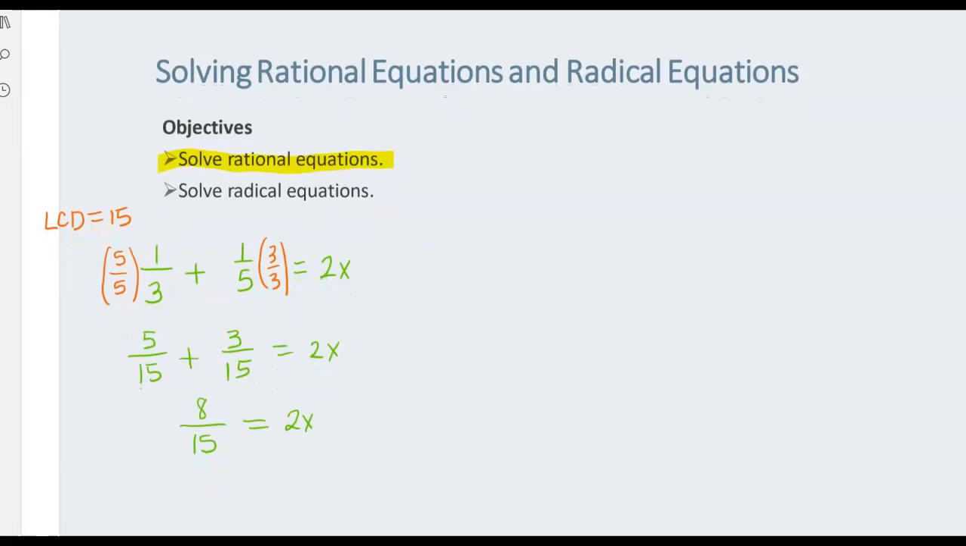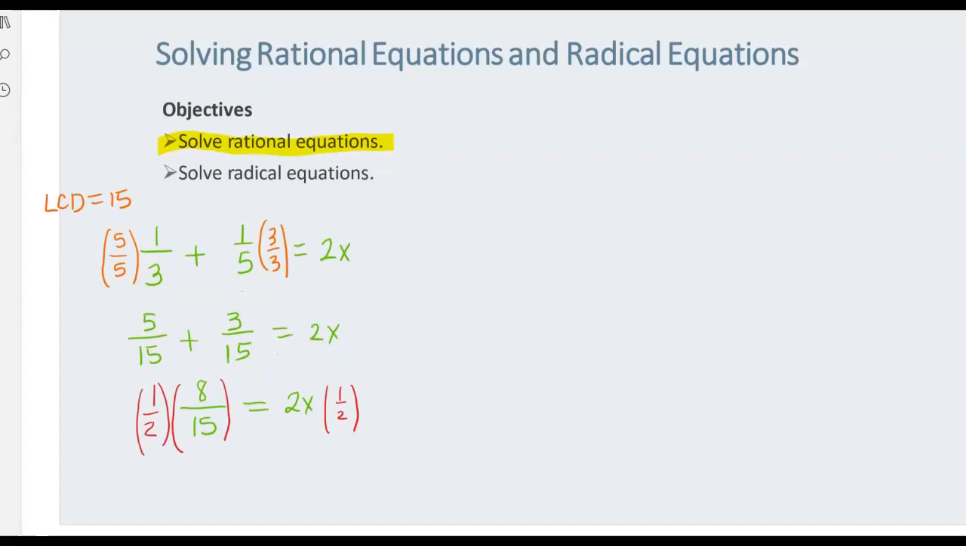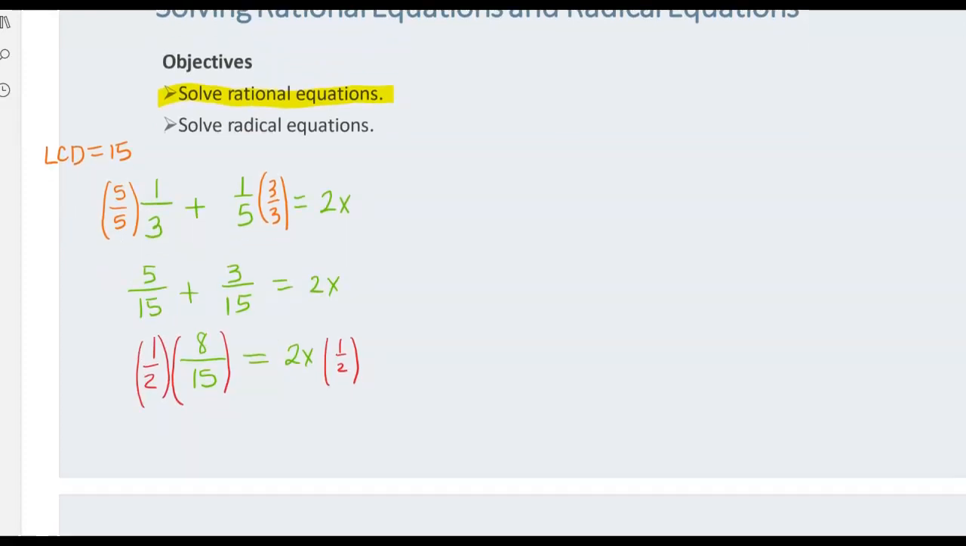And then to continue solving, I would divide by 2, or maybe in this case, I would multiply by a half, just because it's a little easier to see since I've got a fraction on the left-hand side. And I would end up with 8 over 30 equals x, or if we simplified that, 4 over 15 is equal to x.